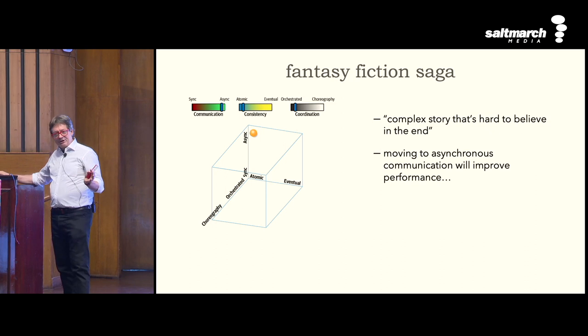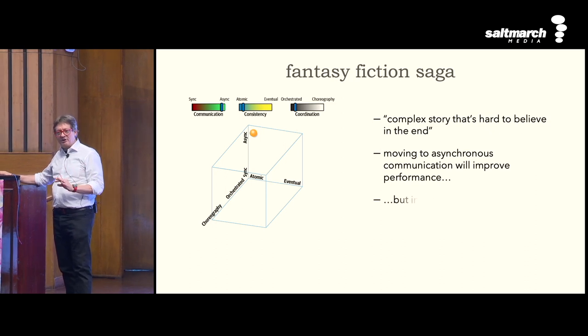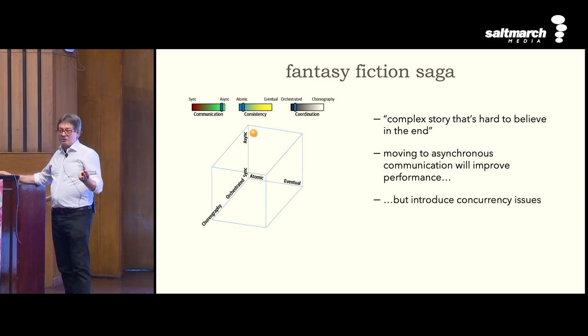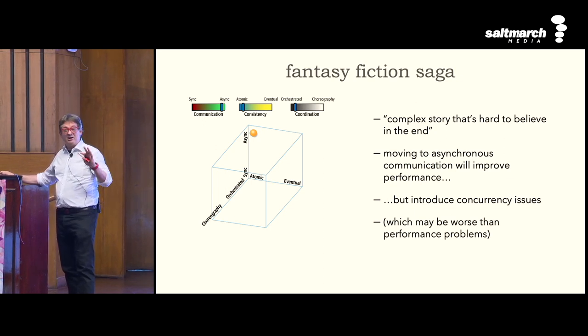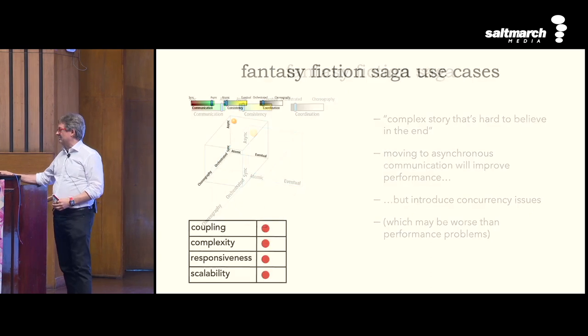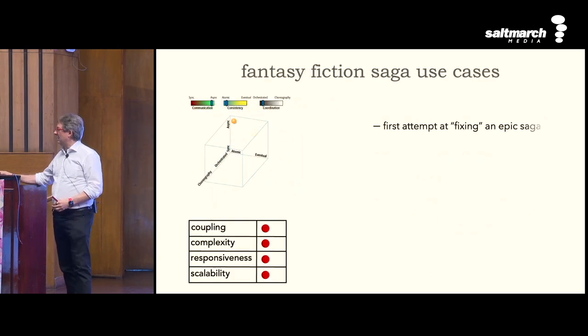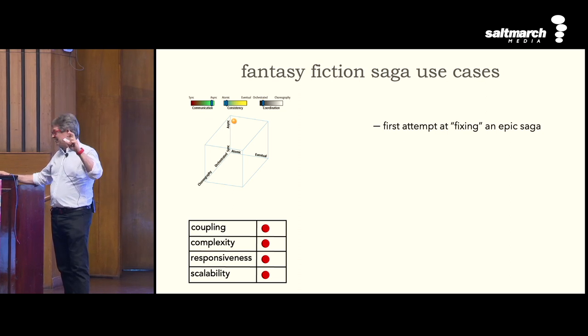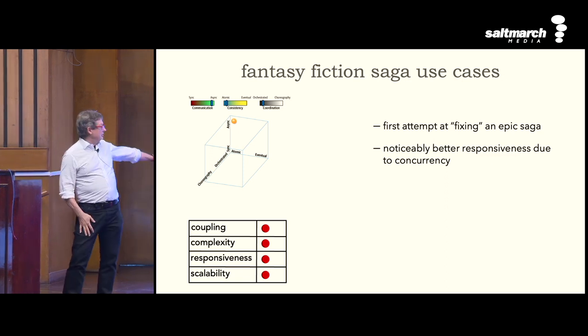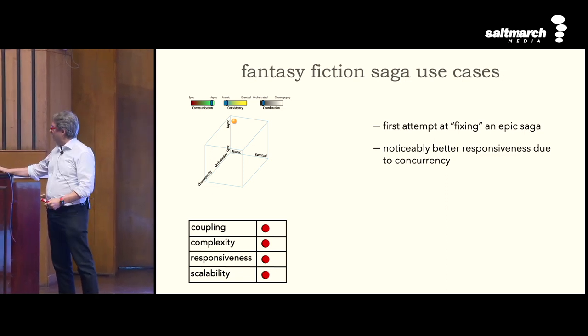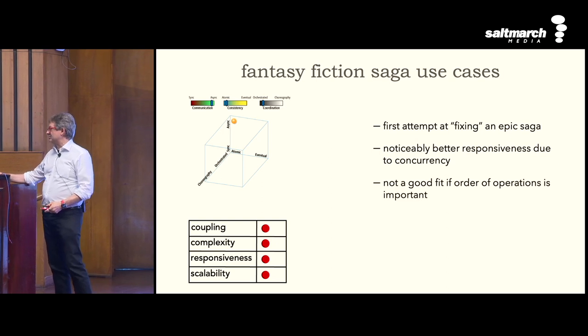Moving to asynchronous communication will improve performance, but now introduce concurrency issues, which may be worse than the performance problems, particularly if you're not experienced with concurrency and asynchronous communication. That can be really tricky. This is often the first attempt at fixing an epic saga. Noticeably better responsiveness due to concurrency, but still a single red dot. We'll see the secret to responsiveness and improving it for real in just a second.